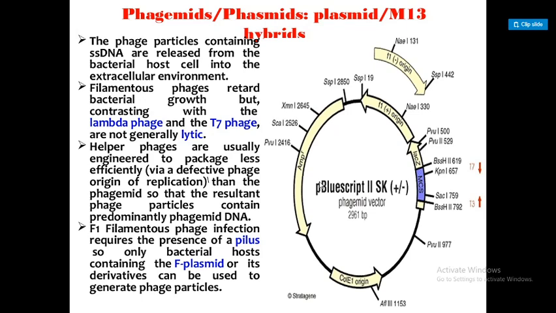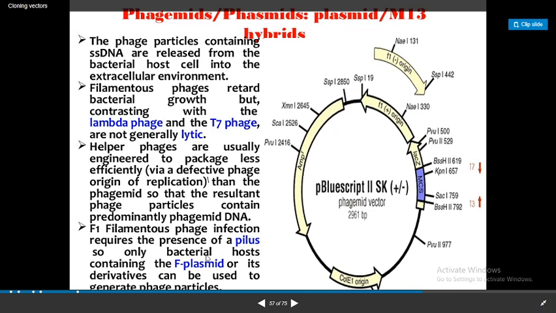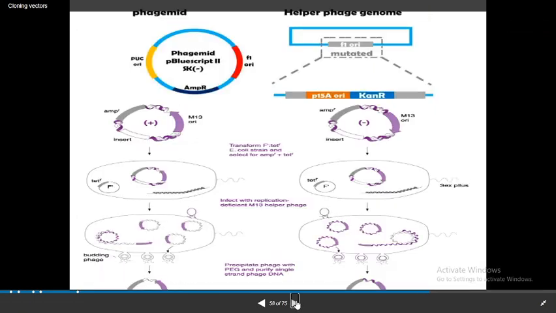Just like through the conjugation tube, this single stranded DNA is transported into the bacterial host cell. This is called the F plasmid. And the F1 origin, I have already told you, the F1 ORI site is the origin of replication. So here this phasmid is called the F plasmid. Bacteria contain the F plasmid.